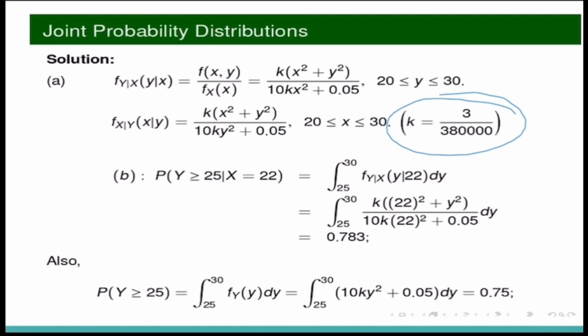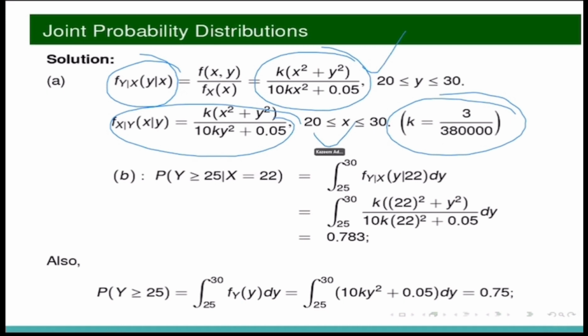So the next thing now is how do we get f of y given s to be that. Don't forget, k is 3 over 380,000. There's something I want you to pay attention to. The only difference between f of s given y and f of y given s is just y squared here and s squared here. Why is it like that? Don't forget the joint that we have is k into s squared plus y squared, and they have the same state space, and that is the reason why the result is going to be similar.